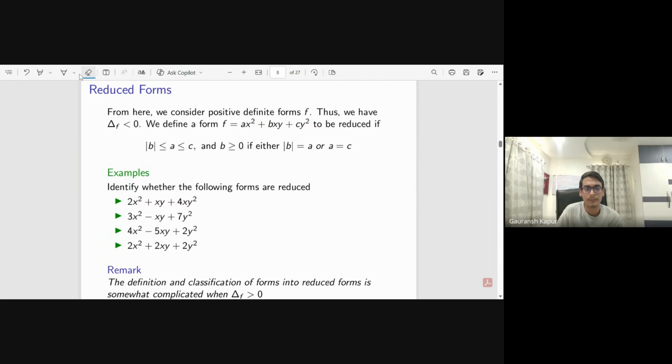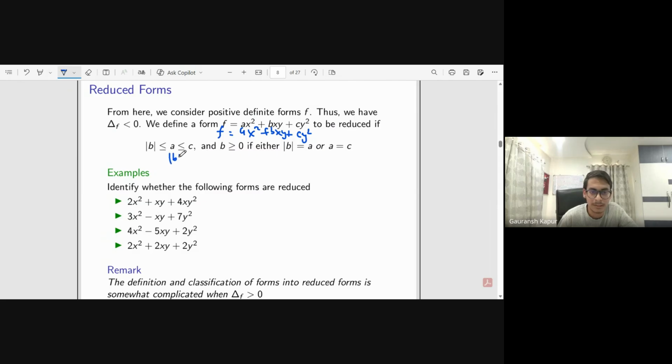And we define a form f equals ax² + bxy + cy² to be reduced if this condition holds true: |b| ≤ a ≤ c, or, in the exceptional case that |b| = a or a = c, then b ≥ 0. So if either of these happens, we define the form f to be reduced.